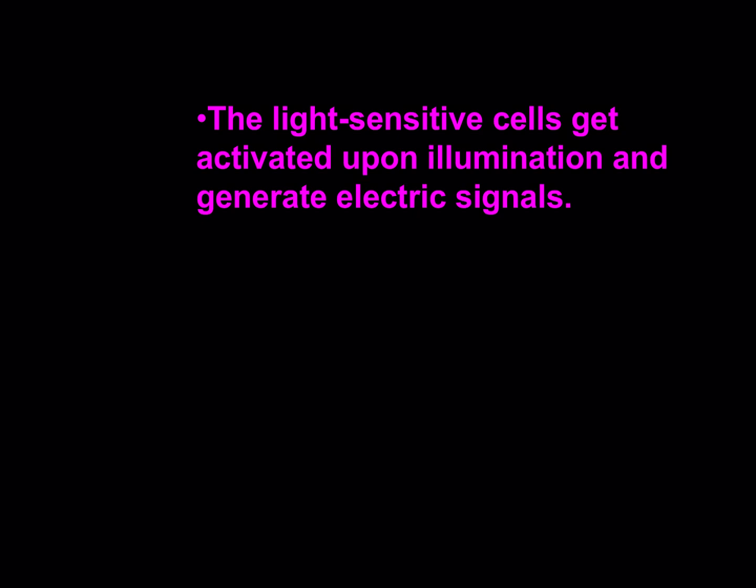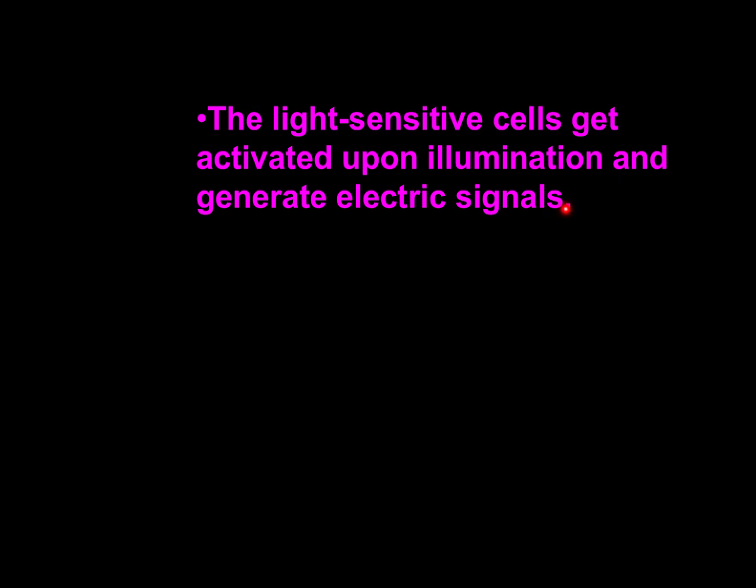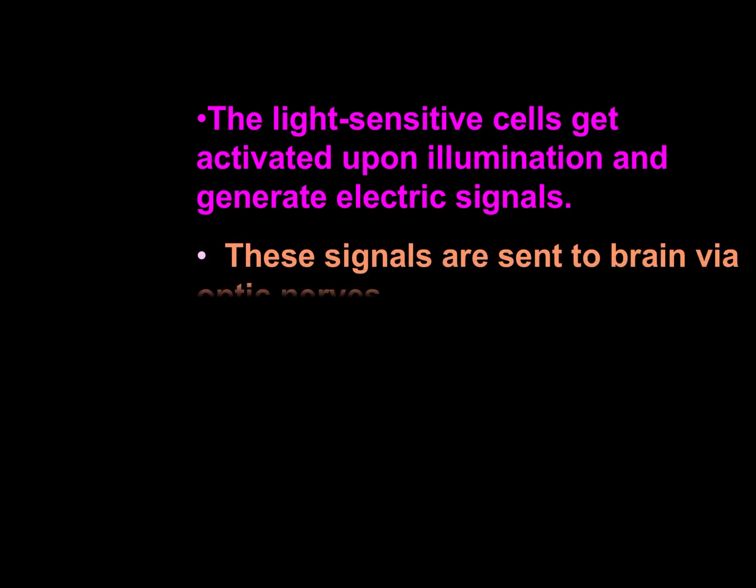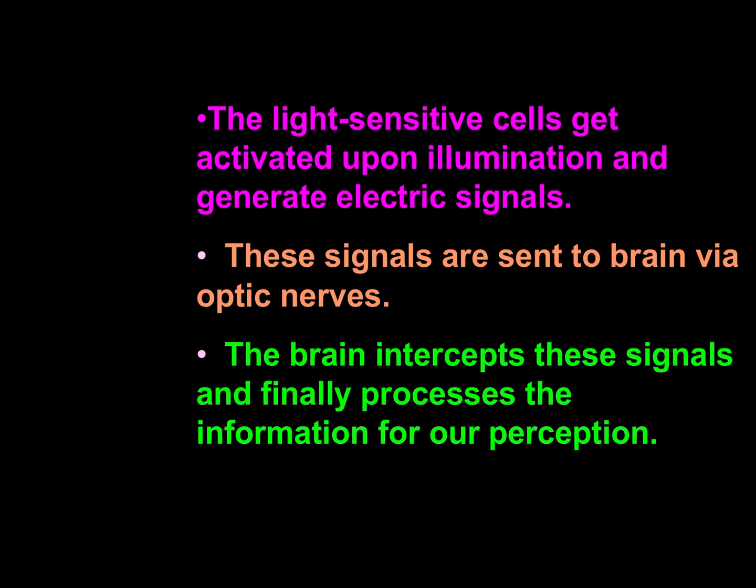Now, the light-sensitive cells of the retina get activated upon illumination and generate electrical signals. Illumination means when the light enters the eye and falls on the sensory cells of the retina, they get activated. Then these signals are sent to the brain via the optic nerve. The brain interprets these signals and finally processes the information for our perception.